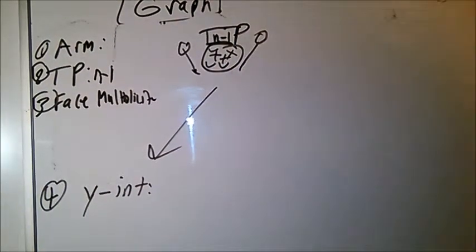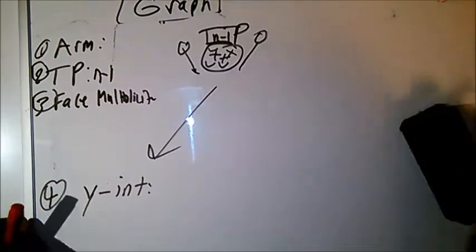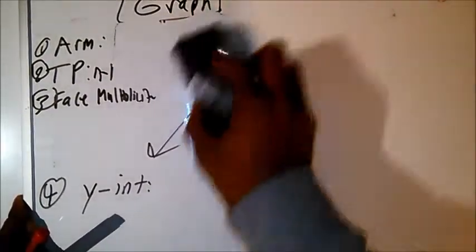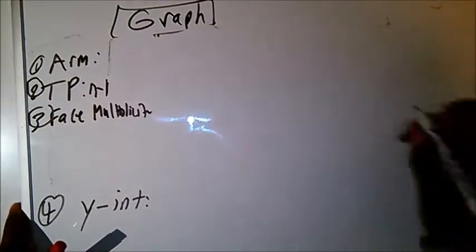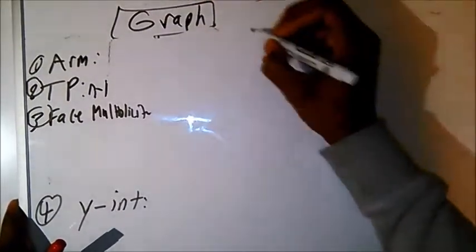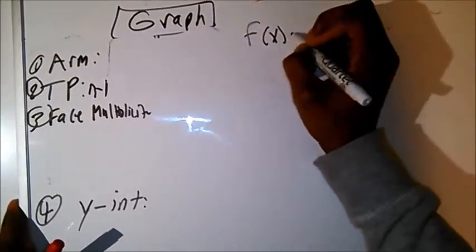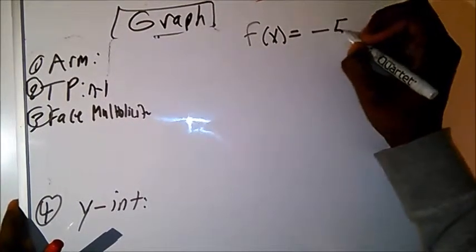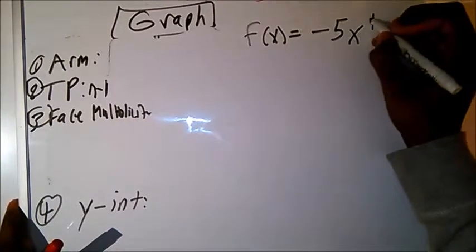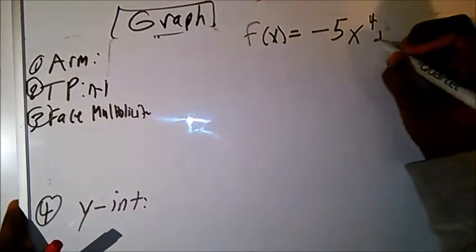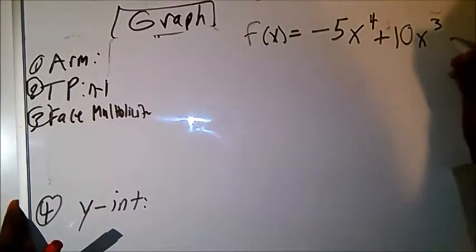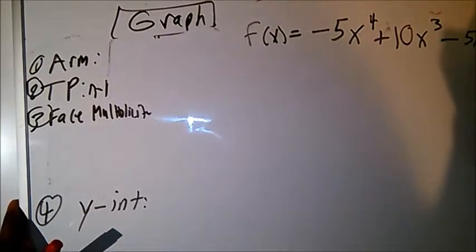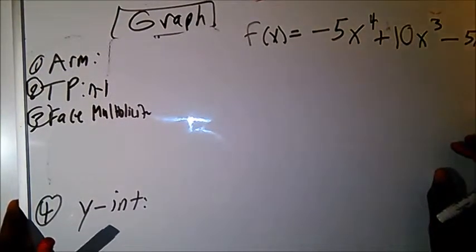So let's find another function. I want to give you a hard one. So let's try this one. F of x is equal to -5x to the 4th power plus 10x to the 3rd power minus 5x to the 2nd power.